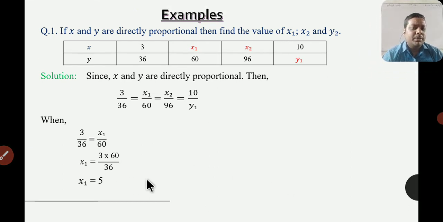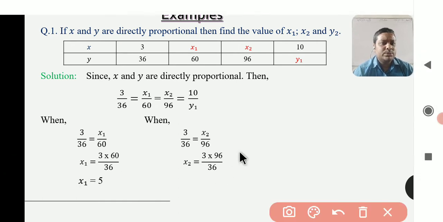Same, again we will repeat, but in this case we have to find x2. So now we will take 3 by 36 and x2 by 96. So when 3 by 36 is equal to x2 by 96, again 96 we will take to that side. It will go with multiplication of 3. So now x2 will be 3 into 96 by 36. Let's solve this also. 3 12 ja and 12 9 ja, 12 8 ja 96. So the value of x2 will be 8.